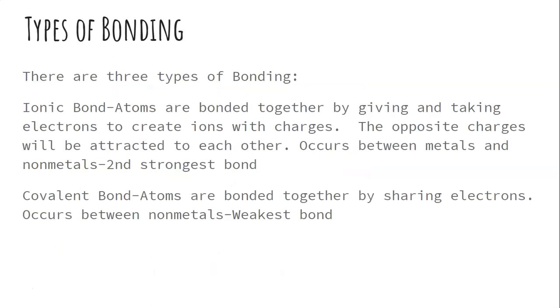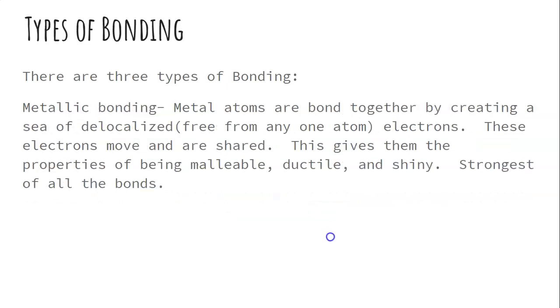So there are three types of bonds. Ionic bonds are when atoms are bonded by giving and taking electrons to create ions with charges. The opposite charges will be attracted to each other and they occur between metals and nonmetals. They're the second strongest bond. Then you have covalent bonds. These atoms are bonded together by sharing, and they occur in nonmetals and they're the weakest bond.